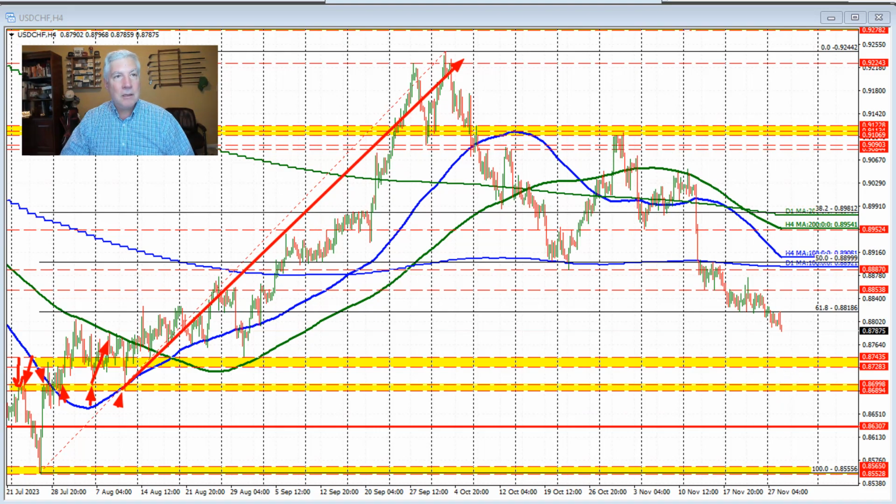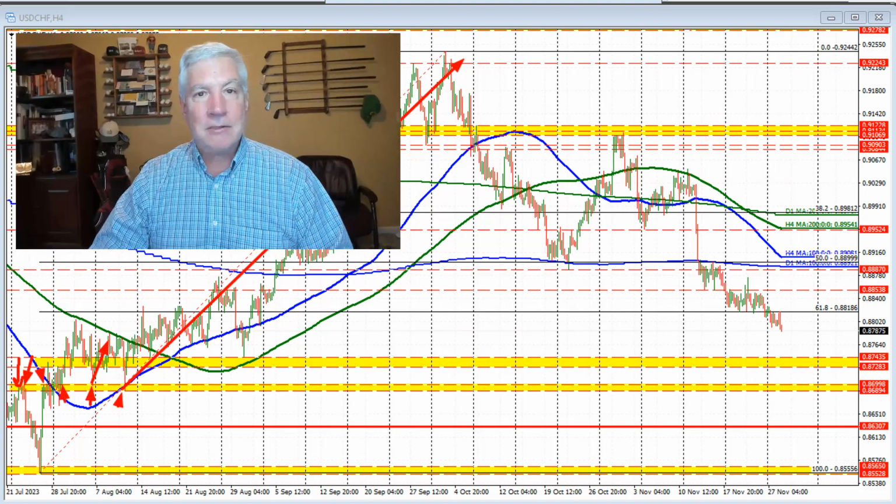That's where we're looking at the dollar versus Swiss franc. So once again, 61.8 is close risk. Staying below that level is more bearish. On the downside, we have this swing area between the 0.8728 and 0.8743 level, and then the 0.8689 to 0.8699 will be the next target on the downside.